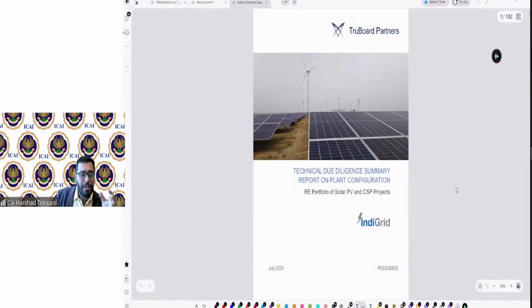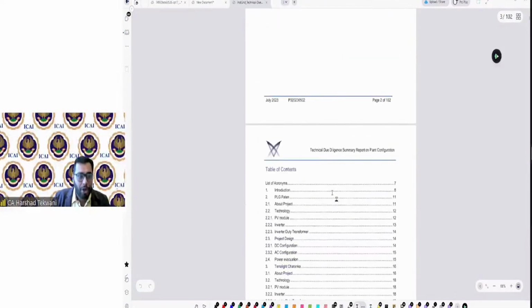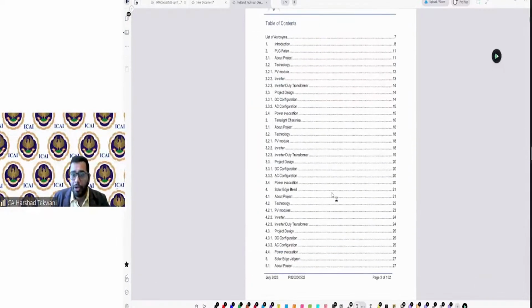This is a technical due diligence summary report on plant configuration. This is a technical due diligence, okay, which was performed in July 23 for a particular solar plant. It may or may not be similar to other due diligence reports. Again, it may not be similar because the structure of a report, the way the reports are drafted, the way the due diligence is carried out differs from assignment to assignment. I'll come to environmental due diligence also.